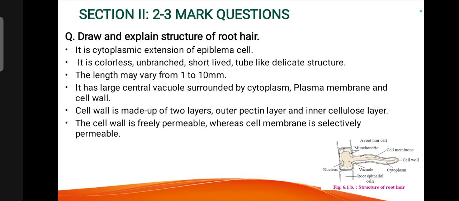Draw and explain structure of root hair. It is cytoplasmic extension of epiblema cell. It is colorless, unbranched, short-lived, tube-like, delicate structure. The length may vary from 1 to 10 mm. It has large central vacuole surrounded by cytoplasm, plasma membrane and cell wall. The cell wall is made up of two layers, outer pectin layer and inner cellulose layer. The cell wall is freely permeable whereas cell membrane is selectively permeable. The diagram of root hair is given below.